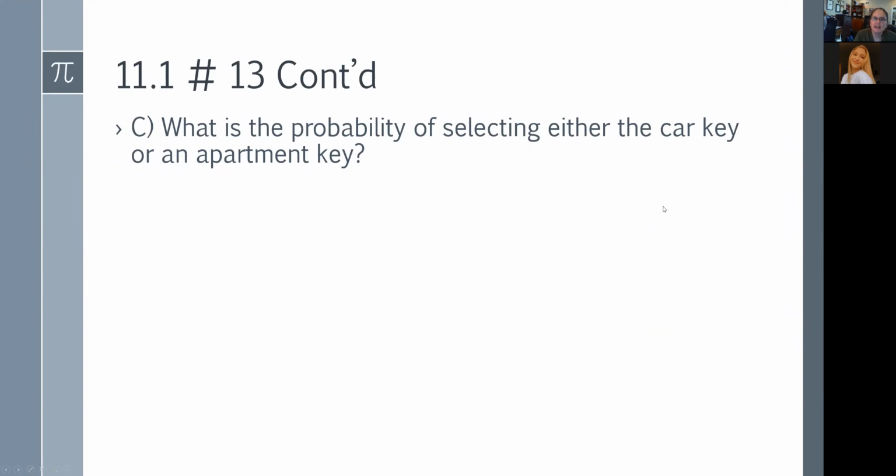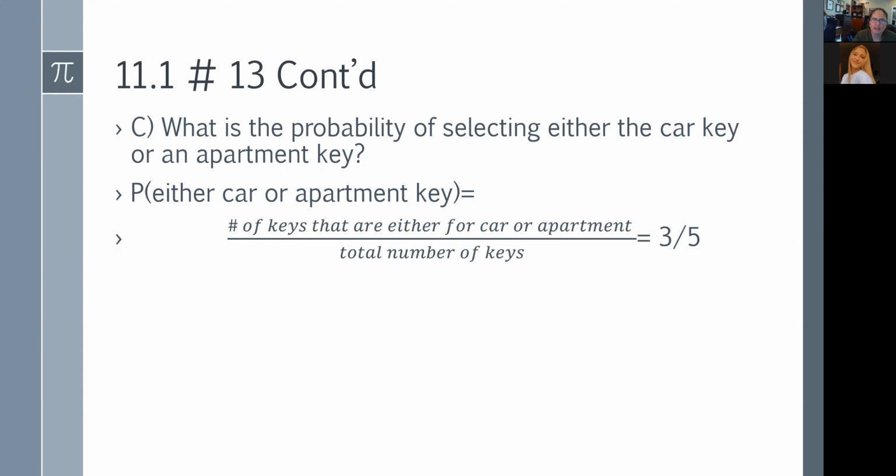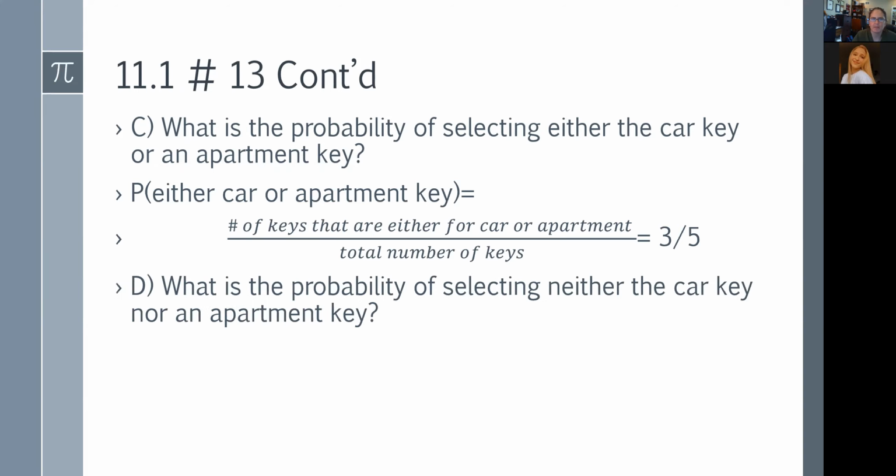Part C says, what is the probability of selecting either the car key or an apartment key? So the probability of selecting either a car key or apartment key is the number of keys that are either for the car or for the apartment out of the total number of keys. And so that's going to be a probability of 3/5 because there's 3 keys that are for the car or apartment out of 5 keys.